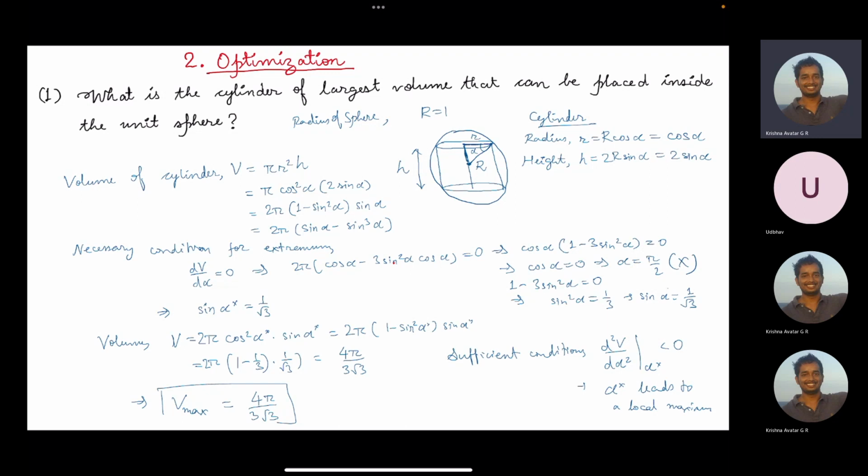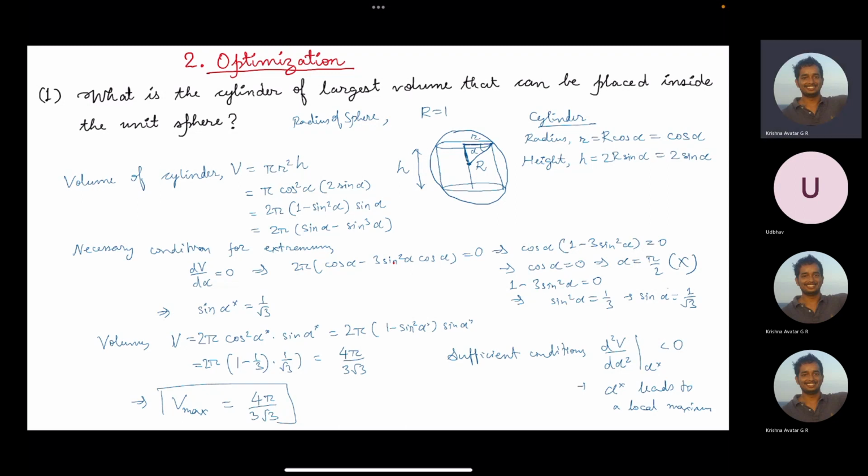But again, h is given by 2 sine alpha, and h denotes a dimension of length, so that cannot be less than 0. Therefore, we can only pick 1 by root 3. As I had mentioned before, we denote all the extremum points by x star. So that's why we have sine alpha star equal to 1 by root 3.